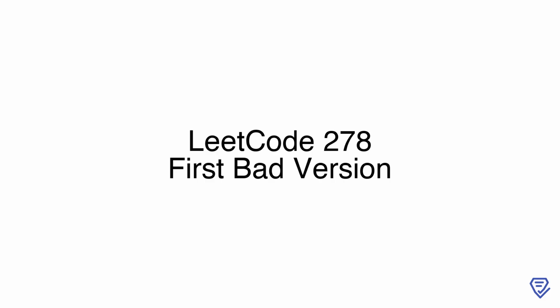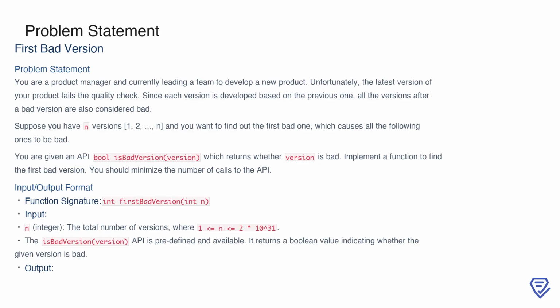Let's dive in. In this problem, you are acting as a product manager overseeing the development of a new product. Unfortunately, one of the versions of your product has failed the quality check. What makes this challenging is that any version developed after a bad version is also considered bad, since each new version builds on the previous one. Your task is to identify the first bad version in a sequence of product versions, numbered from 1 to n.